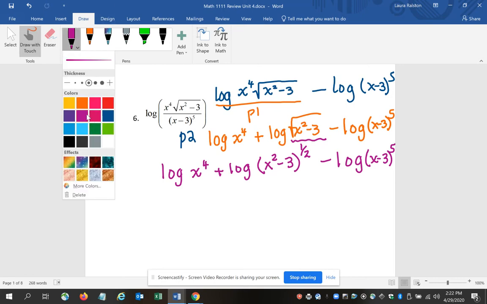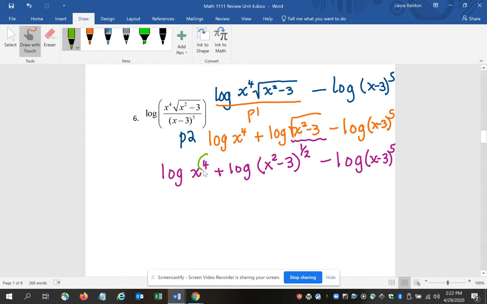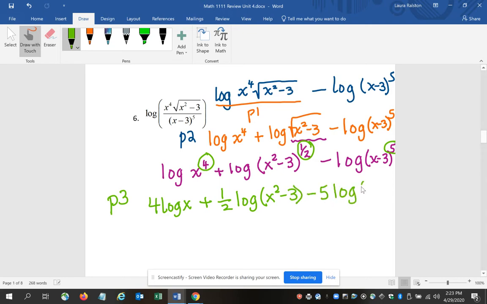Then I notice that all 3 terms have an exponent. And so that's property number 3. So I would have 4 times the log of x plus 1/2 times the log of x squared minus 3 minus 5 times the log of x minus 3. Okay, guys, you can't do anything else.